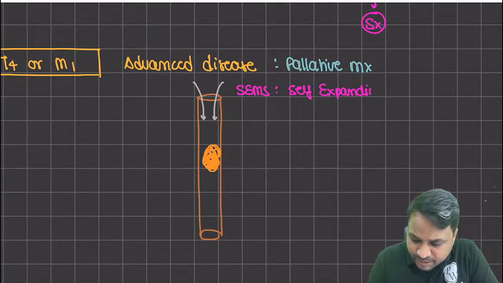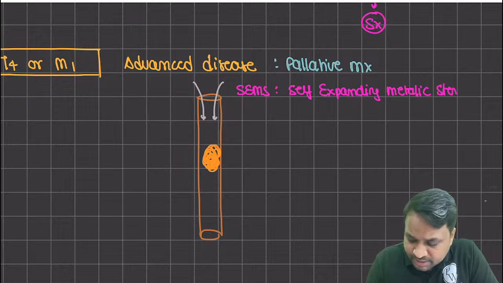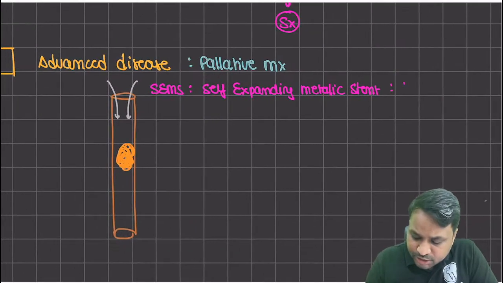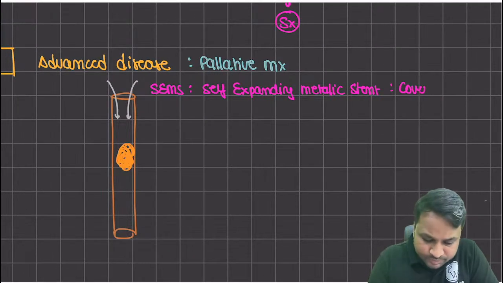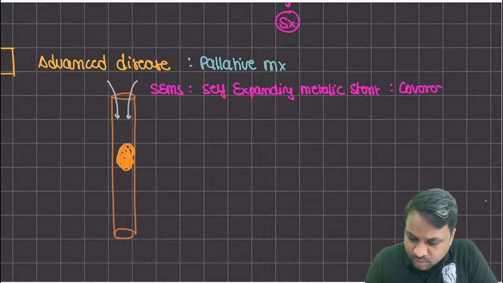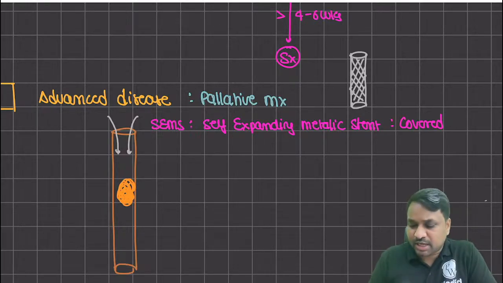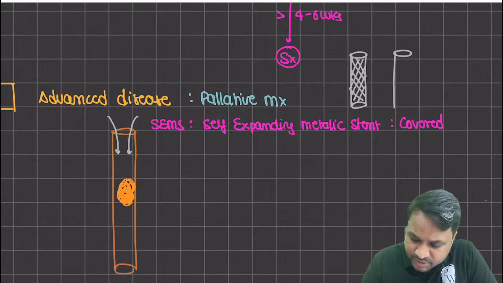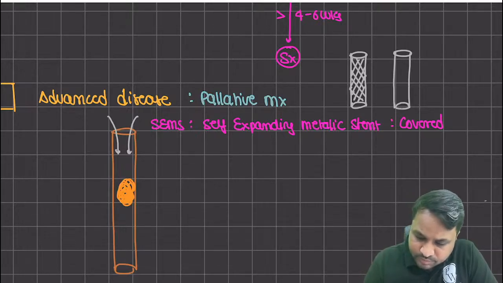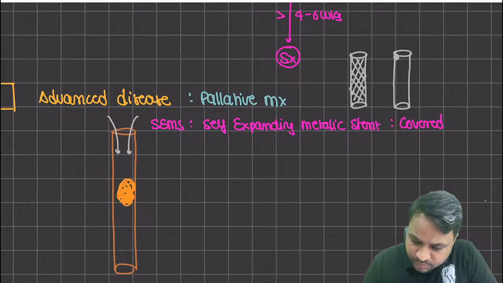It's a self-expanding metallic stent, and this metallic stent is usually a covered stent. So you get two stents. One, you will have a meshing. If you have a stent which is like this, you can see the pores here. This is uncovered. On the other hand, if you have a stent which is like this, this is called a covered one, right?